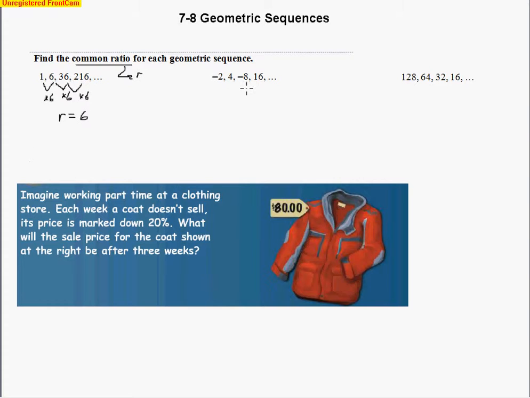Another way to do it, again, you could think of negative 2 times what makes 4, and that would be negative 2. But if you weren't sure, multiplying by negative 2 does work out, you could always divide. You could divide 4 into negative 2 and see what that ends up being. You always divide the one that comes after by the one that comes first, and that also gives you that answer. And you can see how it works out. 4 times negative 2 makes negative 8, and negative 8 times negative 2 gives me positive 16. So yes, the r value, the common ratio, is negative 2.